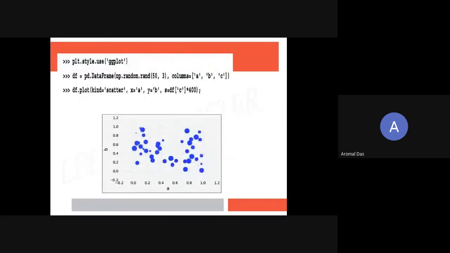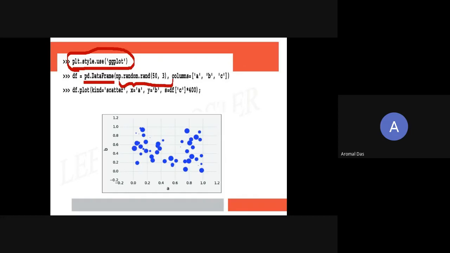Okay, how to set the command? Here plt.style.use ggplot. So the style of the plot is ggplot, that is, points are plotted one by one. Then you have to define a data frame. As previously defined, pd means pandas. pd is the object of pandas. pd.DataFrame equal to, we are creating a data frame.